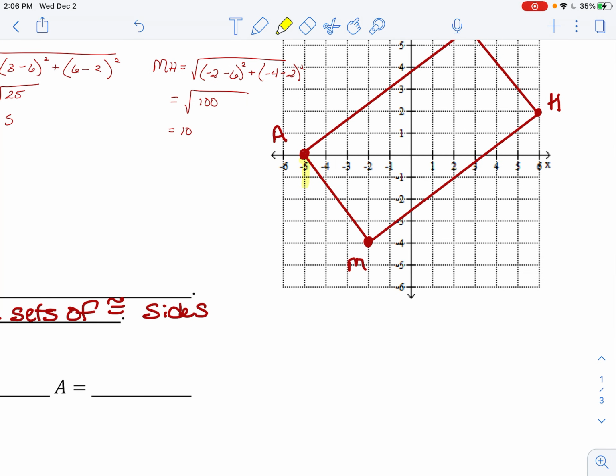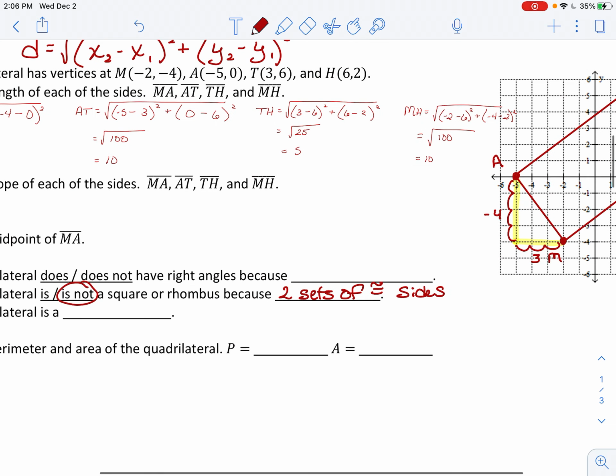So I'm going to just go down here. Here's a rise and my run. So when I count that, I see 1, 2, 3, 4 squares, and I went down. Then I'm going to the right 2, 3 squares. So MA, I'm going to put it over here, has a rise of -4 and a run of +3.